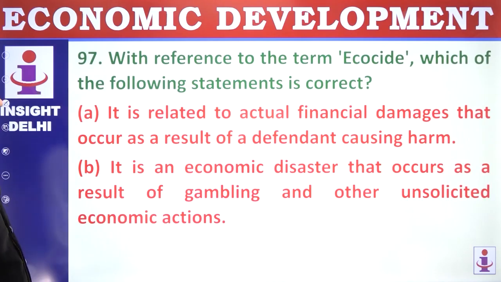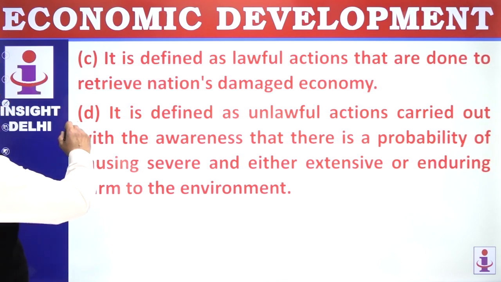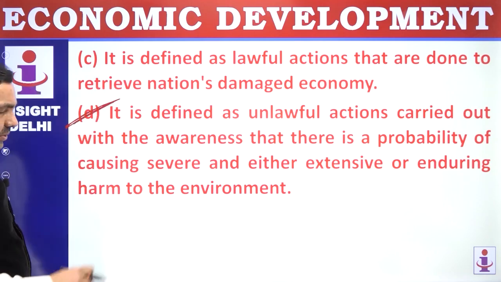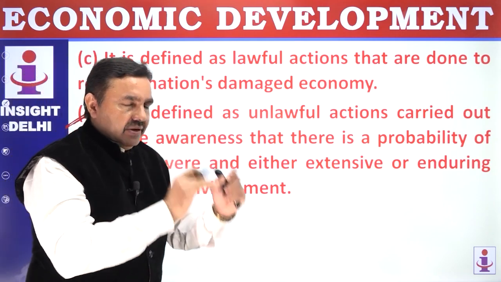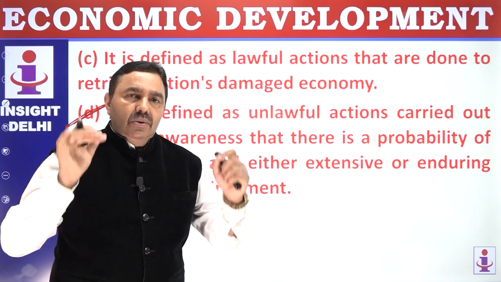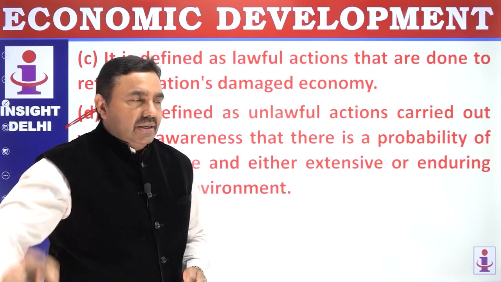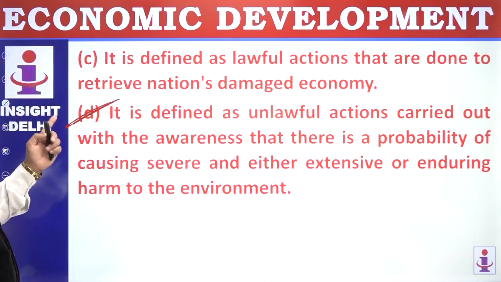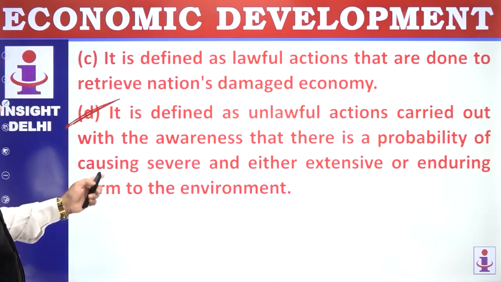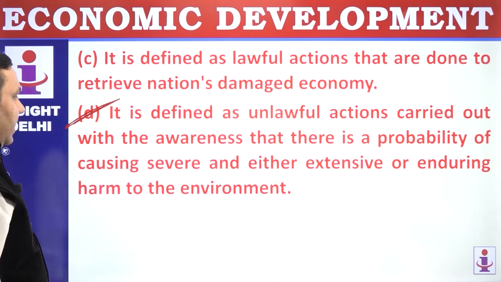97. With reference to the term ecocide, consider the following statements. It's derived from unlawful actions carried out with the awareness that you are doing something you know is wrong and will have a harmful effect. Ecological suicide. You know it's going to have a wrong impact on the environment and ecology, and still you are doing it, that's called ecocide. So it's defined as unlawful actions carried out with the awareness that there is a probability of causing severe or extensive harm to the environment.